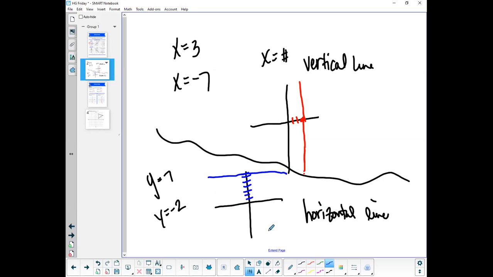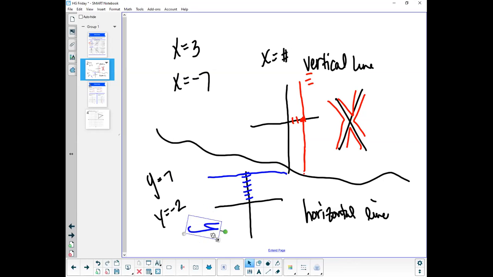Now there's a way to remember this if you're struggling. If it's x equals a number, think about the letter x. I have a v, a v, a v, and a v for a vertical line. If it's y equals a number, think about what happens if I turn that y over. What does it look like? It looks like an H for horizontal. So if you need a little trick in your head, x is always a vertical line, y is always a horizontal line.